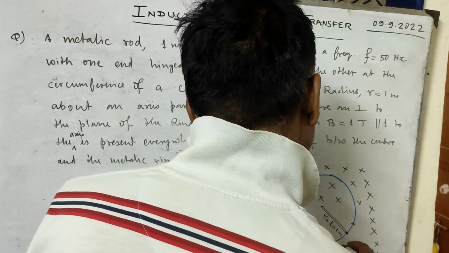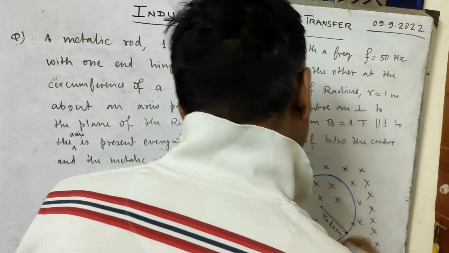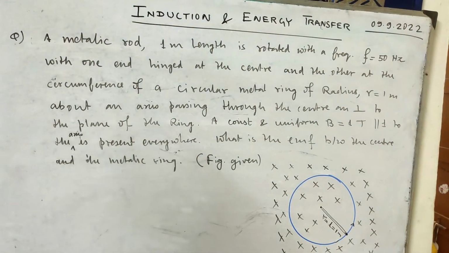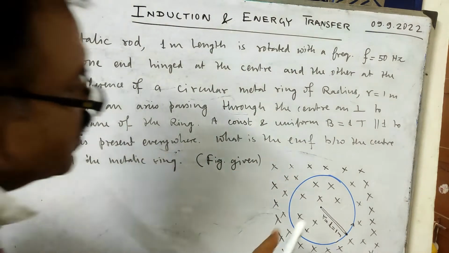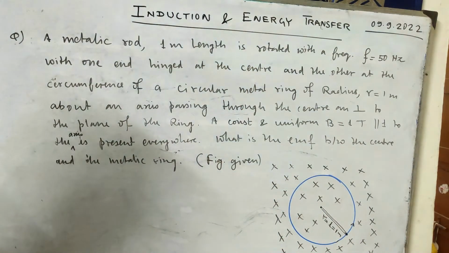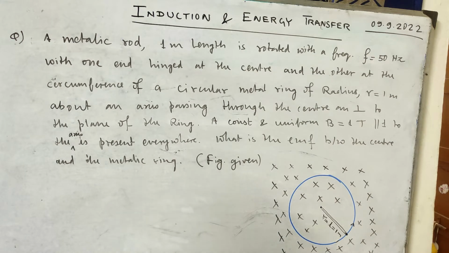Fine. So this is your arrangement. Now what is being asked? Find the induced EMF between the center and the metallic ring. This EMF we have to find out. So how to do that? First of all, we need to know how the area is changing, because the area vector is perpendicular to the plane of the ring.